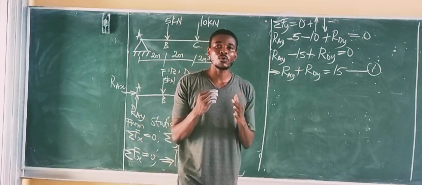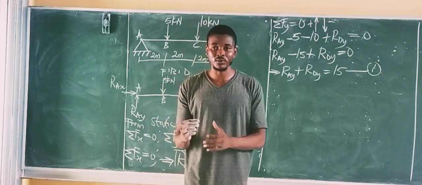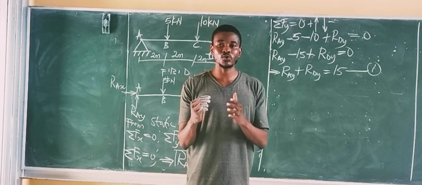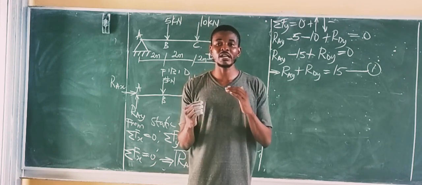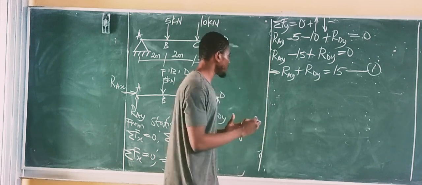Now in equation 1, we realize that we have two unknowns in one equation, which makes it impossible for us to solve for any of the unknowns. So the next thing to do at this point is to take moment. Alright, so we take moment.